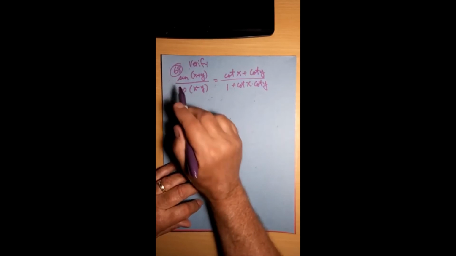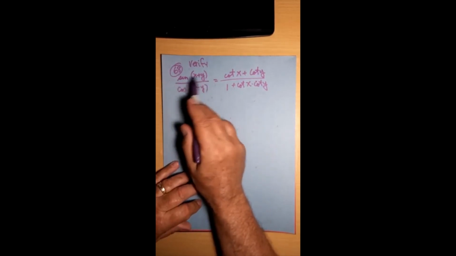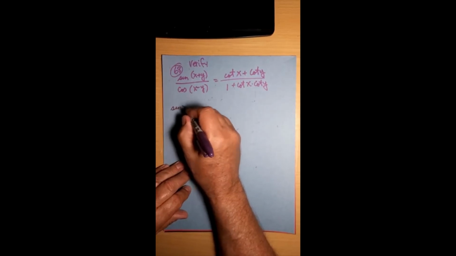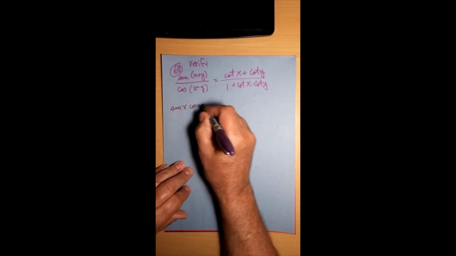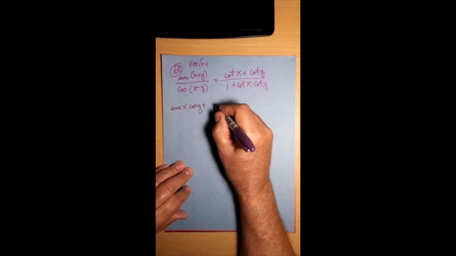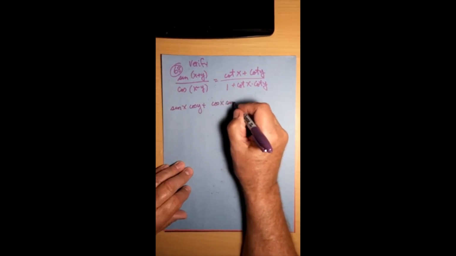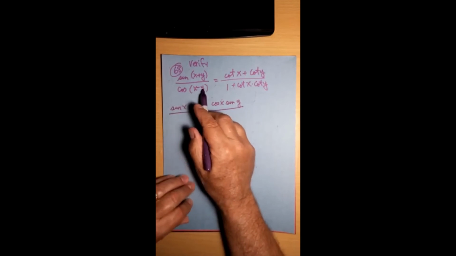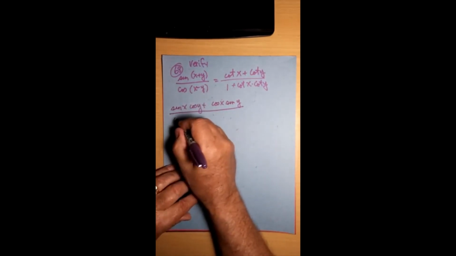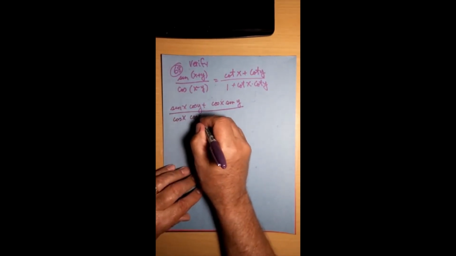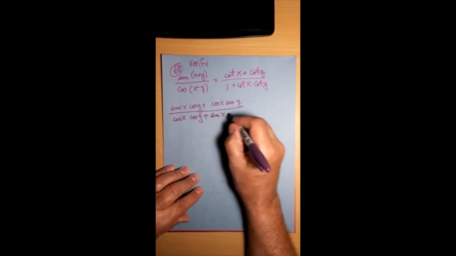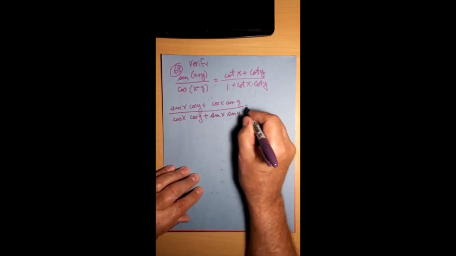So I'm going to work on the left side. What is the identity for the sine of a sum of two angles? Sine x cosine y plus cosine x sine y, over, what's the cosine of a difference? Cosine x cosine y plus, because this is opposite sign, sine x sine y.